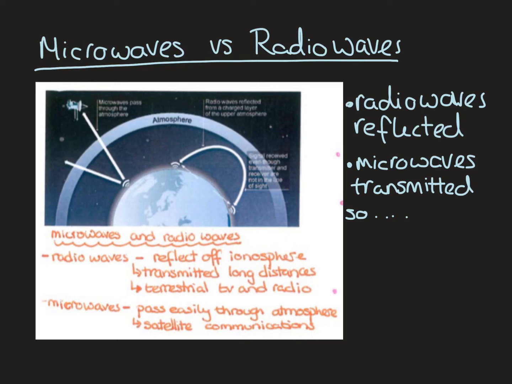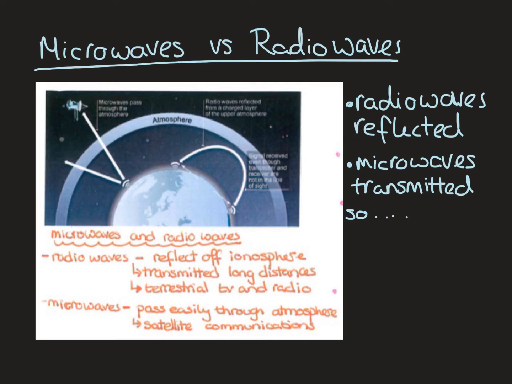Microwaves and radio waves are both parts of the electromagnetic spectrum. They're both transverse waves, but they behave in different ways when they get to the boundary with the ionosphere in the atmosphere. So, microwaves are transmitted through the boundary. However, radio waves are reflected off the boundary. This means that radio waves, because they are reflected, can transmit signals over really long distances, and this makes them very good for use with terrestrial TV and radio signals. So even though there isn't a line of sight because the Earth is curved, because of this reflection, signals can be transmitted over long distances.